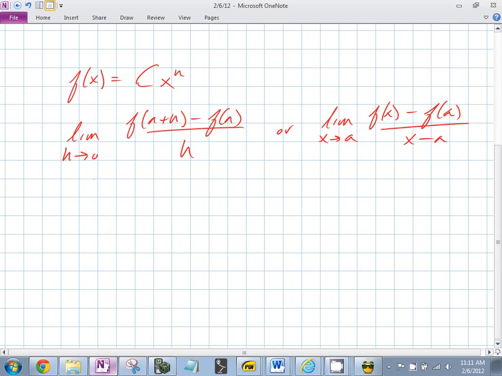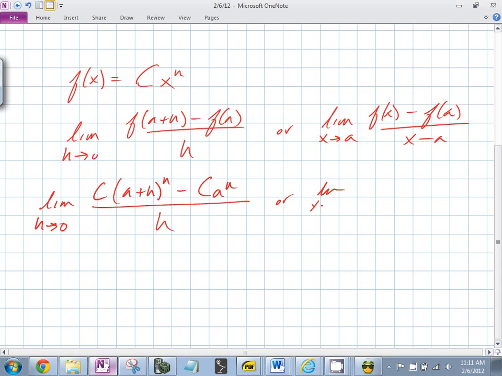So we have the limit as h goes to 0 of c times (a plus h) to the n minus c times a to the n, all over h. Or the limit as x goes to a of c x to the n minus c a to the n, all over x minus a. So let's look at those two. Which one looks like it might be a little easier to deal with?